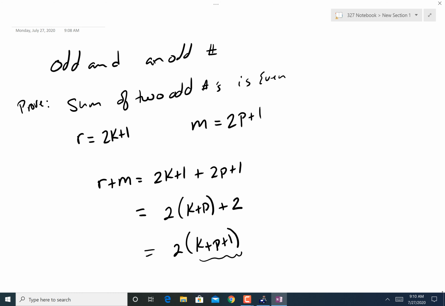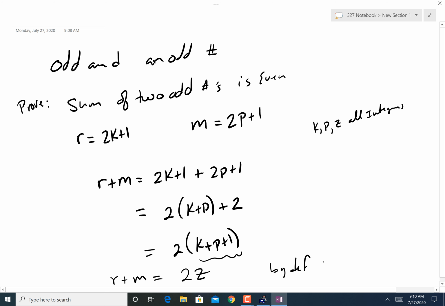But what is k plus p plus 1? Well, they're all integers. That's right. Nice. So in other words, this could be written as 2z, let's call it, and up here I'm making a little note to self: k, p, and z are all integers. But what does it mean that R plus M is equal to 2z? By definition, this is, I'm sorry, did I say odd? This is even. Okay, and therefore it is proved.